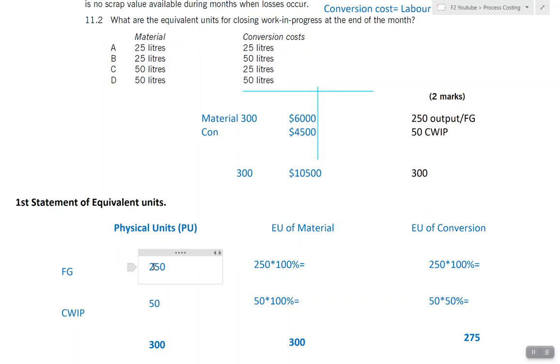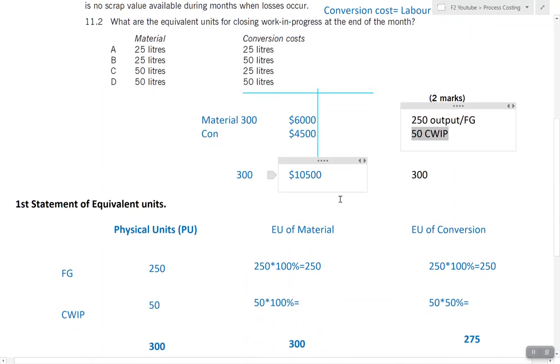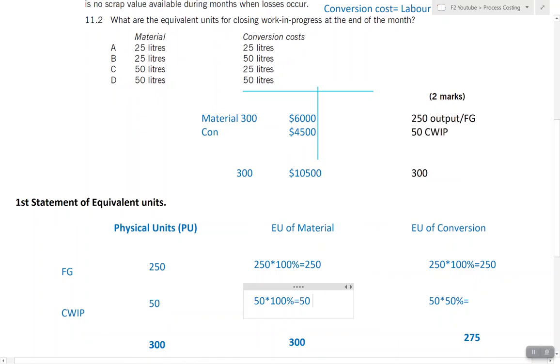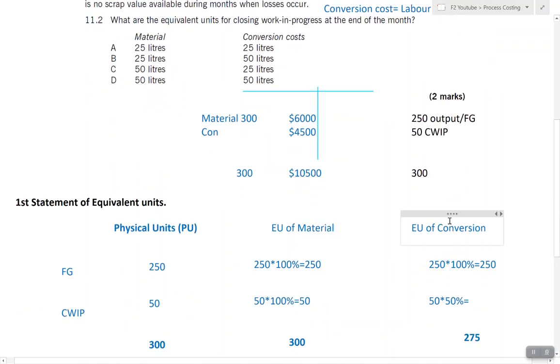So the difference is equivalent units. Now these finished goods, 250, for material, they are 100% complete. That's why they are output. So equivalent units are 250, same as physical. And for conversion as well, equivalent units are 250. Closing work in progress is said to be 100% complete with respect to material. That means it is 50, but it is 50% complete with respect to conversion. It means it is equivalent to 25 units.